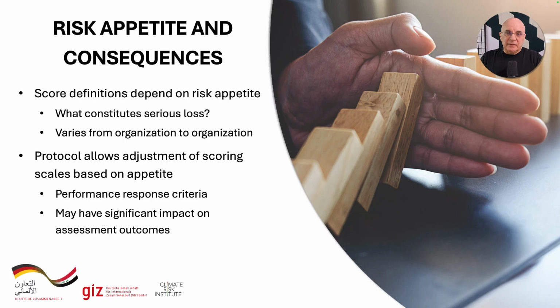Risk appetite can have an effect on consequences. Score definitions depend on our risk appetite, what constitutes a serious loss, and this varies from organization to organization. The protocol allows for adjustments of scoring scales based on risk appetite. That's one of the things we are doing when we're doing our performance response analysis. And this can have a significant impact on our assessment outcomes. So we need to pay attention to what those scores actually mean and the effect it may have on our ultimate risk profile.